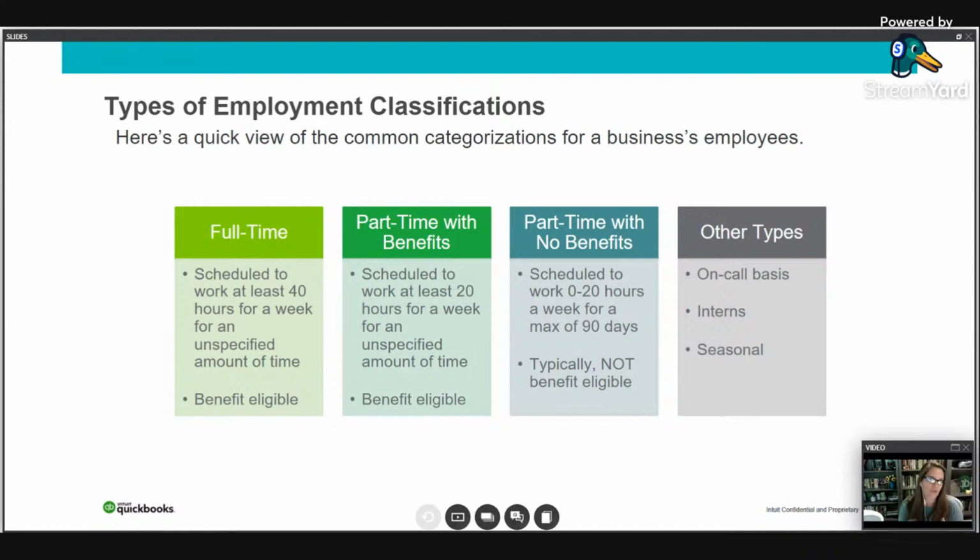If you work 0 to 20 hours, and that would be the part-time with no benefits, you're scheduled to work 0 to 20 hours for a max of 90 days. And they're generally not going to be eligible for any benefits.